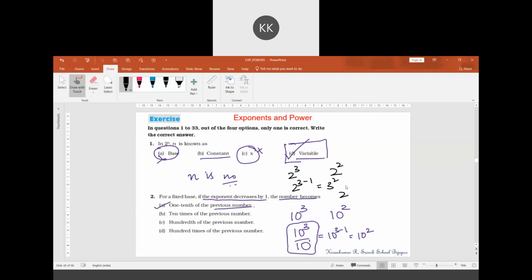So this becomes 2 to the power of 3 by 2 to the power of 1. So 1 by 2 times of the number, isn't it? Yes, sir. But they have given for a fixed base. So what could be the answer? I have taken the base as 10, so this will be the answer.